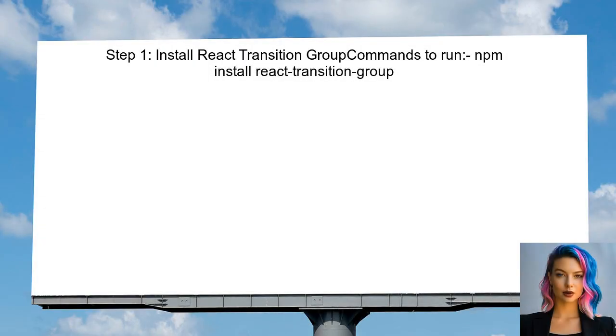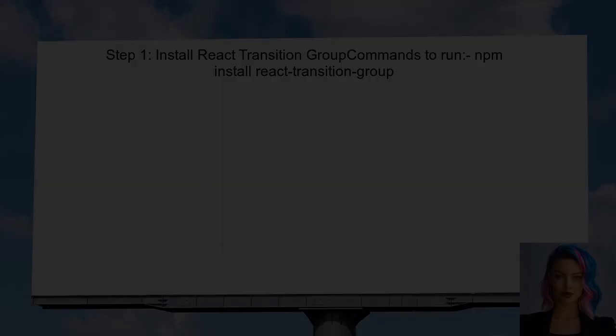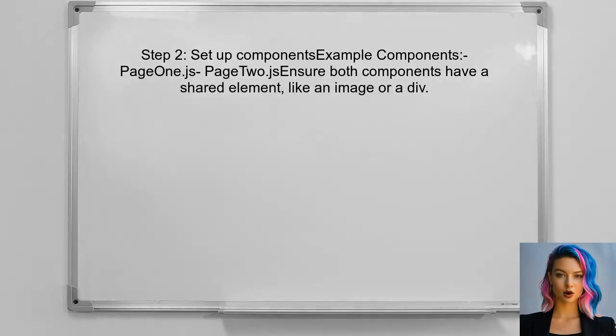To achieve shared element transitions in ReactJS, the user should start by installing the necessary libraries. The most commonly used library for this purpose is React Transition Group. Next, the user needs to set up their components. They should create two components that will represent the pages between which the transition will occur. Each component should have an identical element that will be shared during the transition.